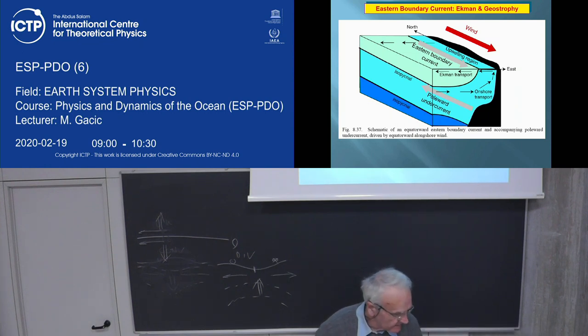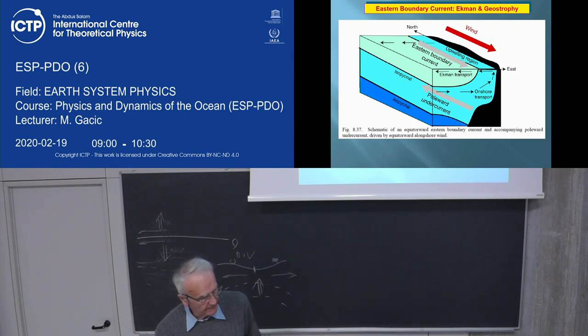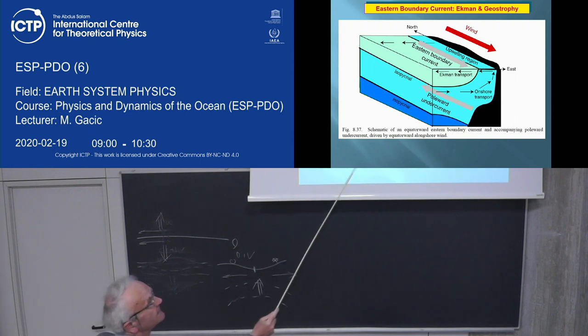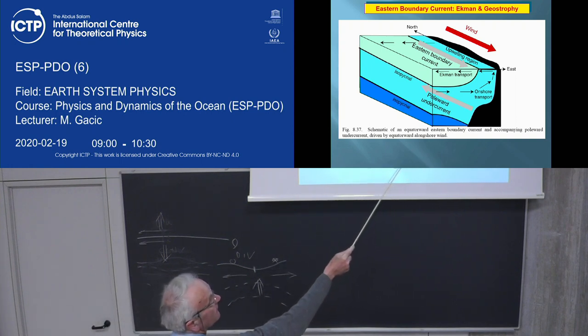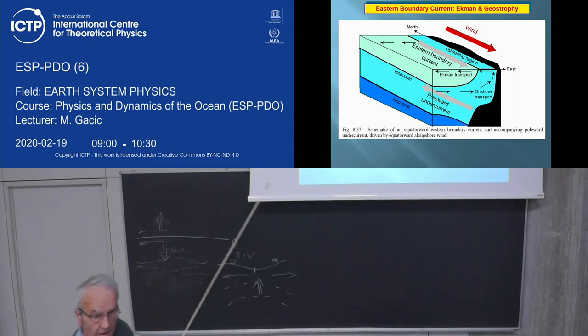Here is another way of showing the same thing, the coastal upwelling, and this is how it looks. This is the upwelling region. So there is a belt near the coast which is around 100 kilometers wide, where there is this upwelled water appearing.